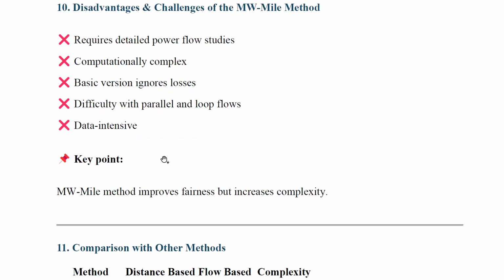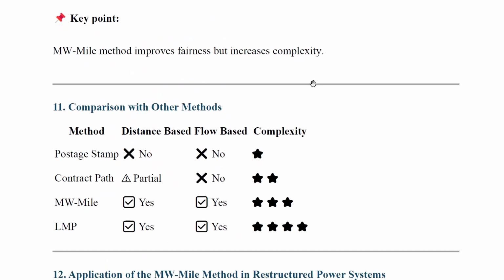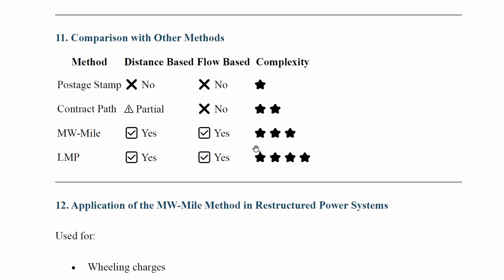The key point is that the megawatt mile method improves the fairness but increases the complexity also. Whereas our previous two methods have no complexity, but more limitations. If you want more fairness, then complexity also increases. Next, the comparison of this megawatt mile method with the other methods.